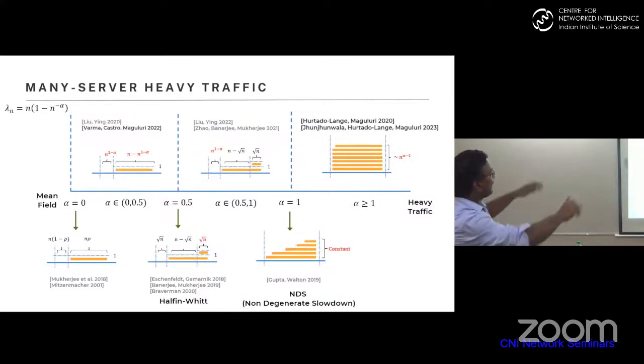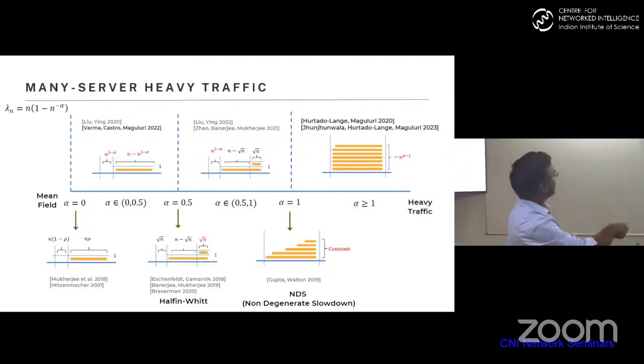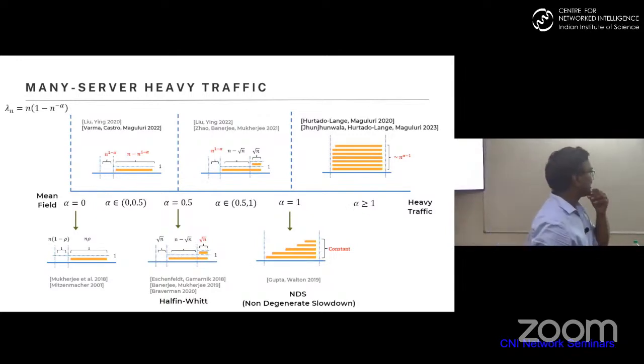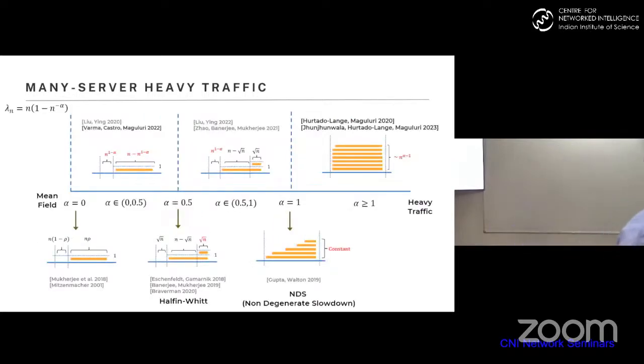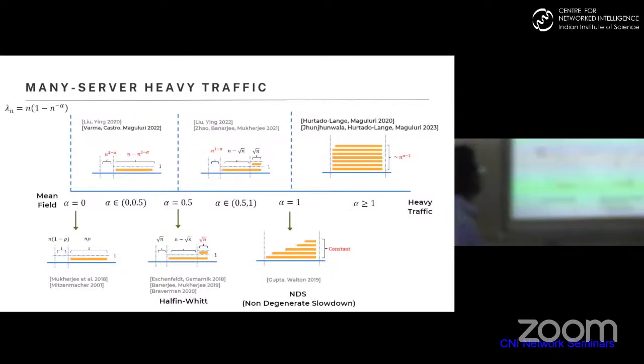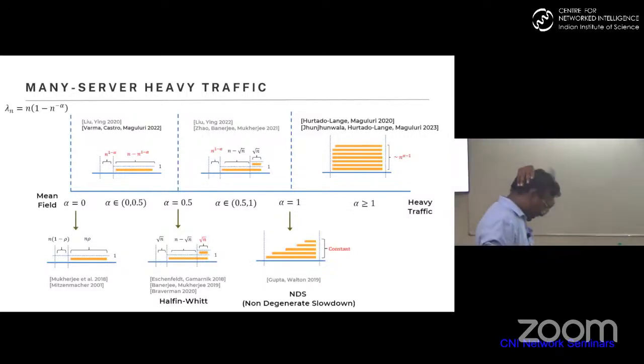So this is the complete picture of LDS, JSQ, and you can see there are lots and lots of references. A lot of this work happened in the last few years. So yeah, what is the equation for the alpha equal to 1 phase transition? What's the intuition for the alpha equal to 1 phase transition?